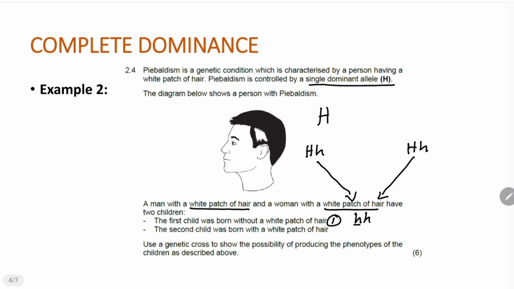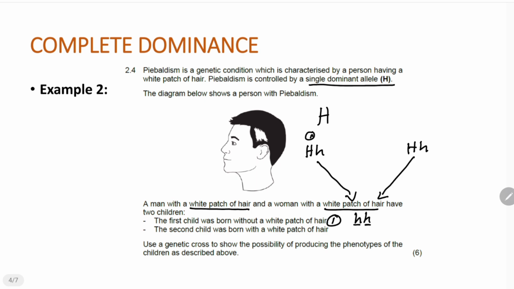So the first small letter h was received from the paternal origin, and the second small letter h was received from the maternal origin. Now this still makes sense, because if this is the father, then the father still has this white patch of hair, because capital letter H will determine the phenotype. The same also applies for the mother. So they are both heterozygous, which results in the formation of this child. So I used the child to determine the genotype of the parents, right?